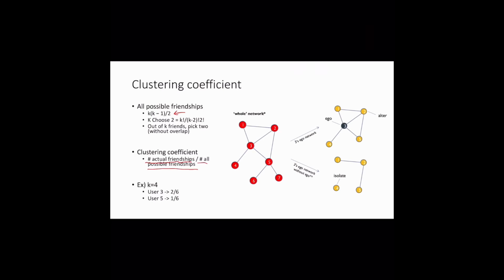In this example, if we count the number of all possible friendships, let's list the nodes. They are 1,2; 1,3; 1,4; 2,3; 2,4; 3,4; 5,6. So that's the total number of all possible friendships and how many actually exist for user 3. It's 1 and 2. For user 5, it would be just this one.